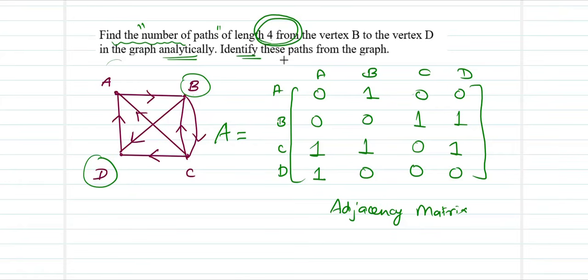Then what we need to do is compute A to the power of 4. Now this is my given A. In the next stage, we will compute A square. What is A square? 0, 1, 0, 0, 0, 0, 1, 1. This is going to be 1, 1, 0, 1 and 1, 0, 0, 0.